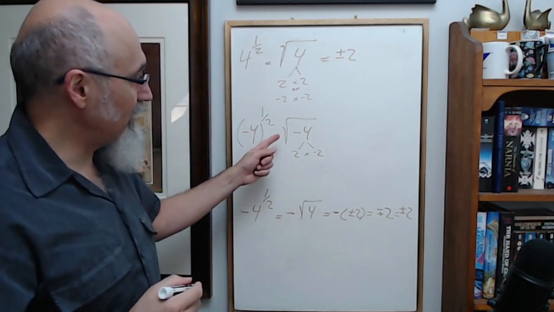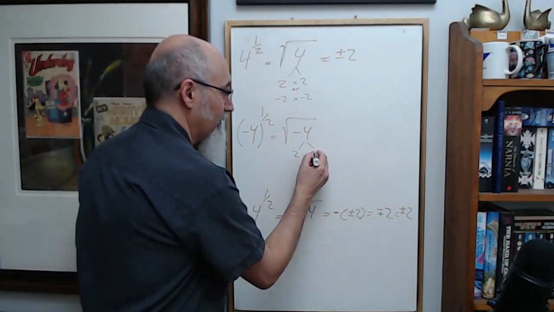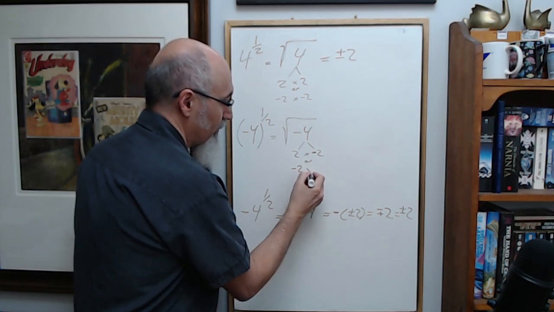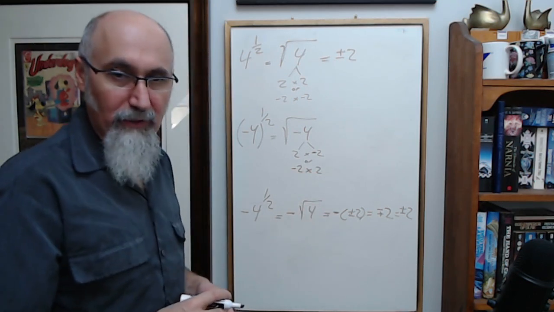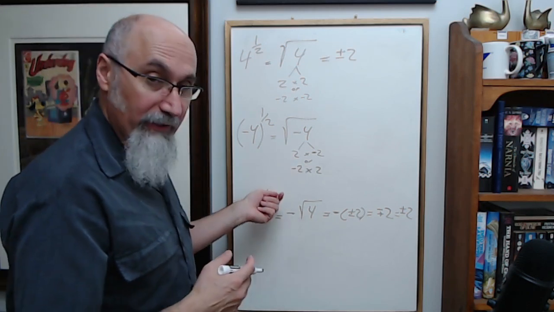So two numbers that give you negative 4 are going to be 2 times negative 2. But that doesn't help us out, because the square root says if two things are the same, you can bring them out, right? That doesn't work. Or negative 2 times 2, which is the same thing as 2 times negative 2. So that doesn't work out. We can't bring it out.